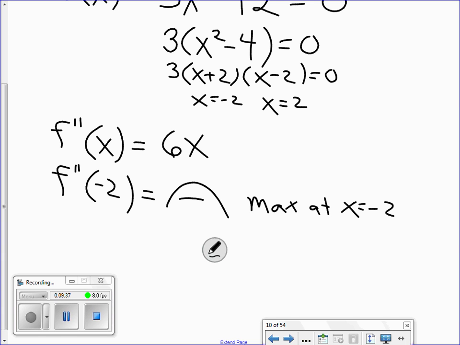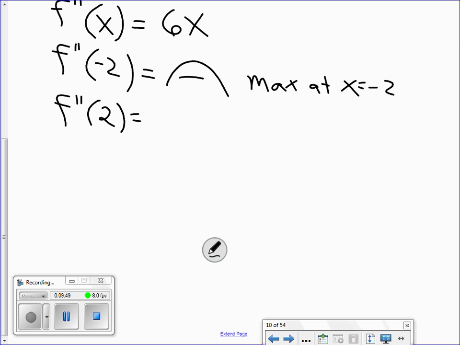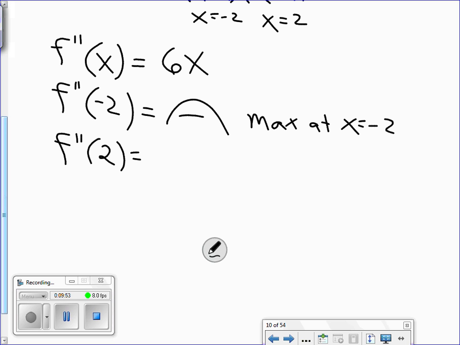Isn't that fun? Okay, let's find out what was going on at 2, because at 2, the derivative was equal to 0. So let's plug 2 into the second derivative. Is that going to be positive or negative? Positive, right? And that means it's concave up. So what do we have at 2? A min. I love this test.